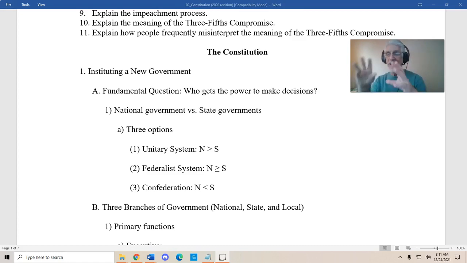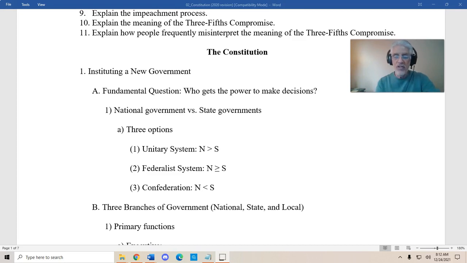So individual states would make decisions on their own and basically function independently of one another, and the national government would have very limited power in a confederation. And then in between those two is the federalist system. That's where I have n is greater than or equal to s.